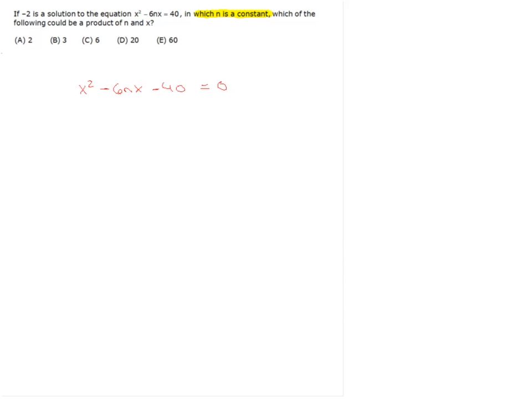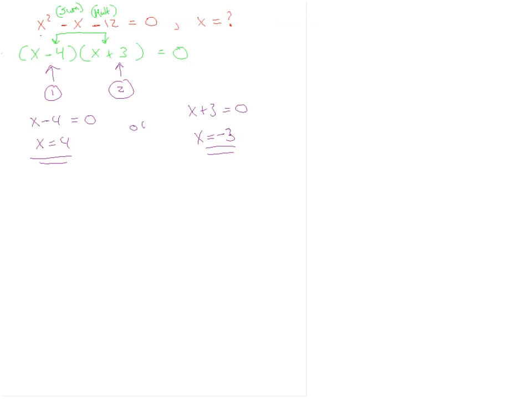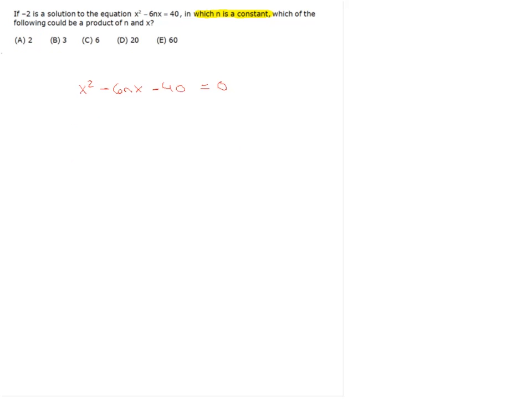And what made this so nice and easy to solve, this x squared minus x minus 12, is that we were only dealing with one variable x. So since that sounds like such a comfortable place to be, you want to do your best to get back to that place where you feel very, very comfortable. And the only way to do that is to figure out what n is and what that constant is.